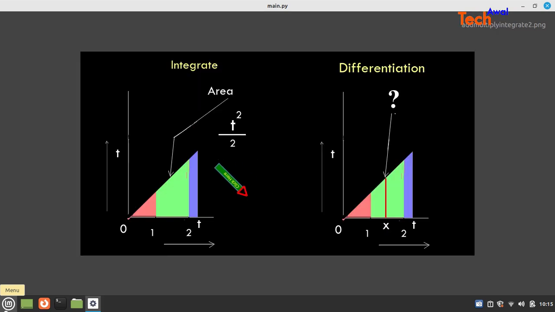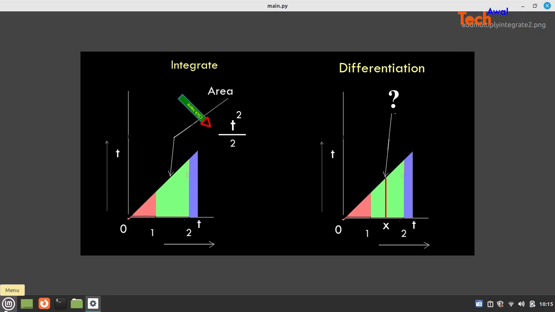Okay. So like the collection of items at time 0 is 0, at time 1 it is 1, at time 2 it is 2, at time t it is t. Then how much is the total collection at any time t? That is the area of this triangle, which comes to t square by 2. Now we will move to differentiation.